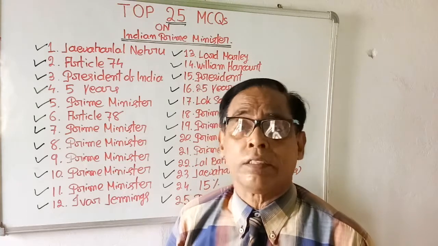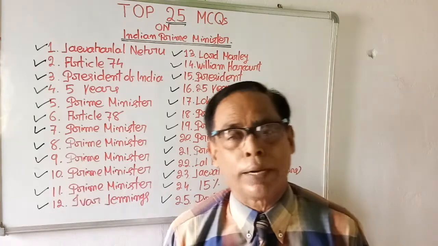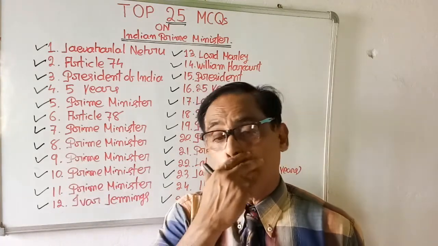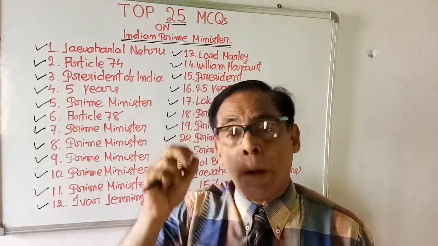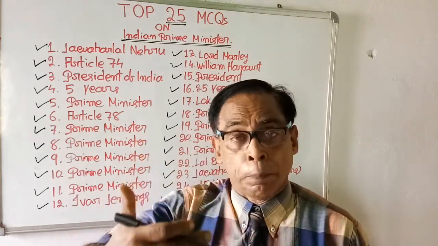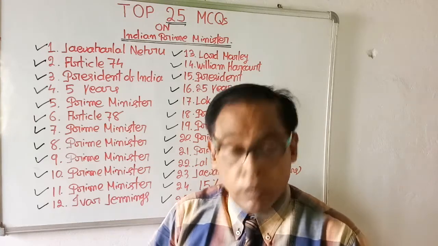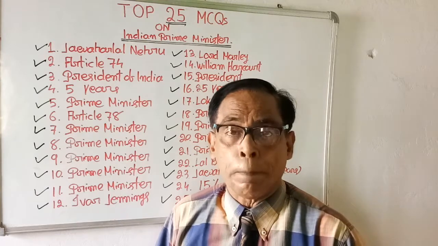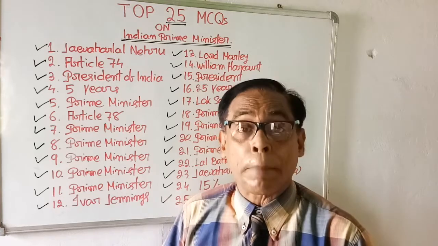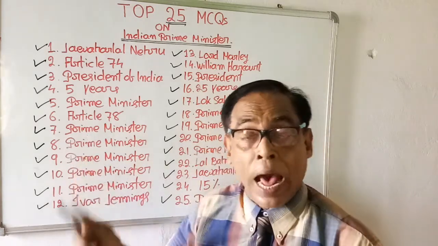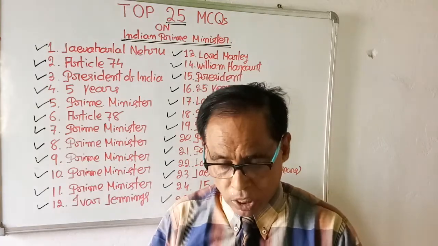Now we come to the 7th question. Who formed the Ministry of the Union Government? In the Union, there is a government. In the state, there is a government. But the question is, who forms the government in the Union? Choices are Prime Minister, Vice President, President and Speaker of Lok Sabha. The right answer is Prime Minister. Question number 7, Prime Minister. The Prime Minister forms the Union Cabinet. Okay, very good.